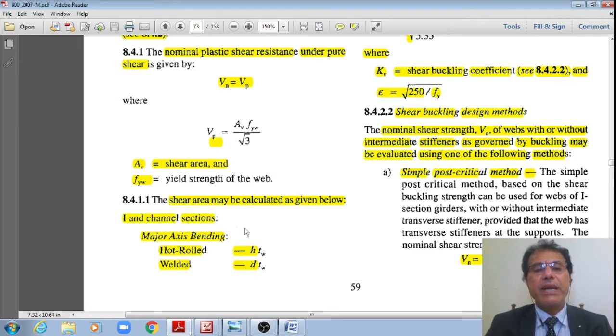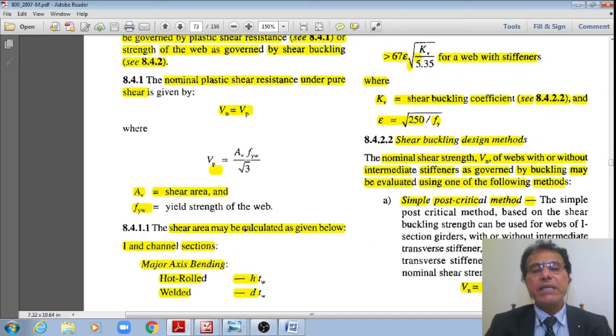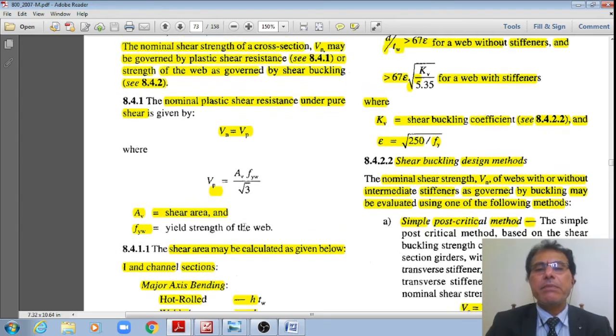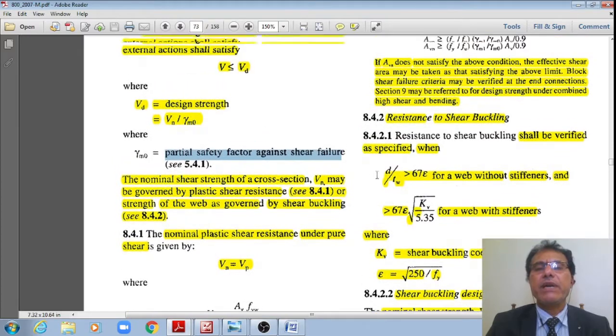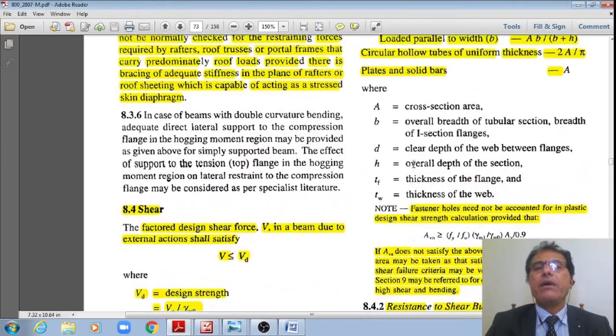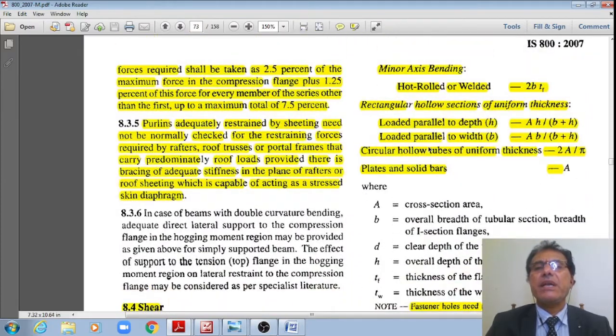About the major axis of bending, for hot rolled sections, the shear area is H multiplied by TW, whereas for welded sections, it is the depth multiplied by TW of the plate. And the other specifications are about the minor axis of bending, for hot rolled or welded sections.